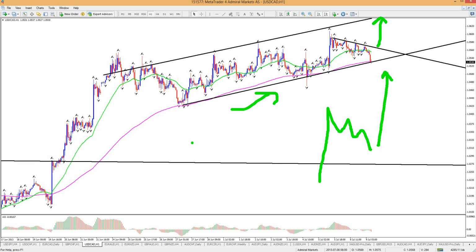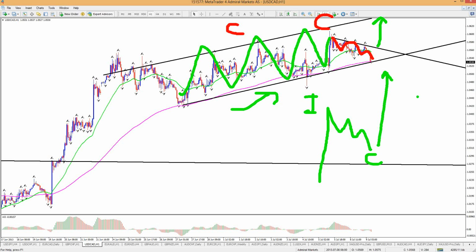This is a bit different because it's moving corrective to the upside and then corrective to the downside. So we have correction, but with the trend. The upside is with the trend. Better would be impulse correction, impulse with the trend. That would be the absolute best, but still good enough.